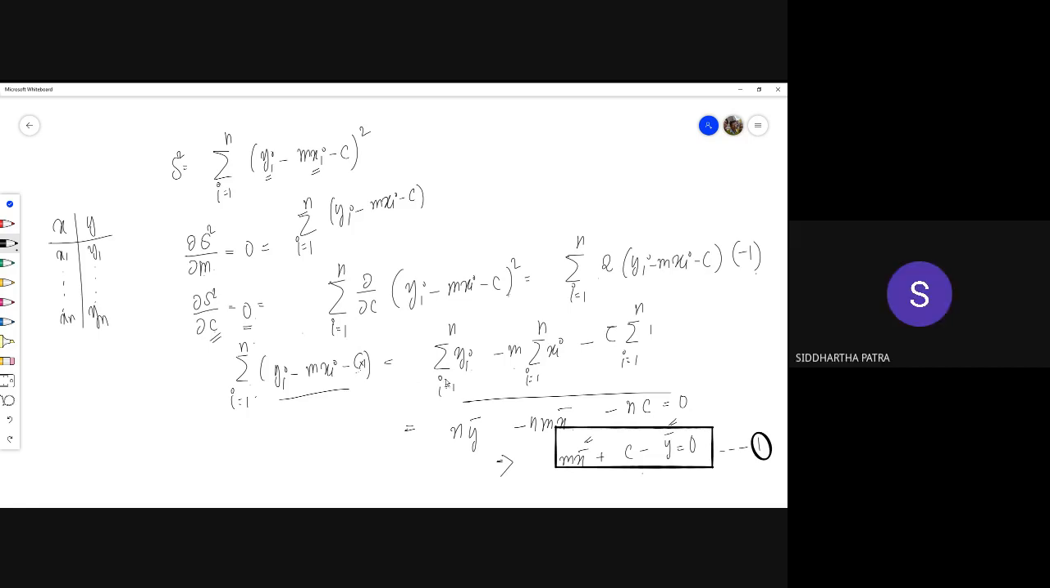Here, the whole thing inside the bracket is summed, and you are supposed to repeat this, take the terms for every i and add them up. But what I instead chose to do is, if I write this up, so this is y1 minus m times x1 minus c, plus y2 minus m x2 minus c, plus yn minus m xn minus c. This is the meaning of this summation right here.